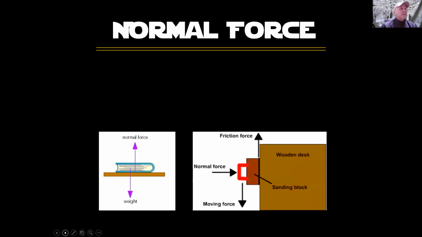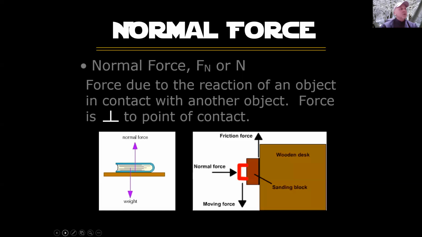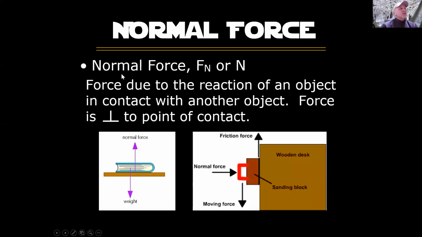Now, this is probably next to gravity. This is the next most important force, and it's called a normal force. So we use Fn, or we use just big N. Basically, what that is, it's a reactionary force due to two objects that are touching each other. But if you've learned from math class, the word normal in math class means perpendicular. So it's always a force that's perpendicular to the plane of contact.